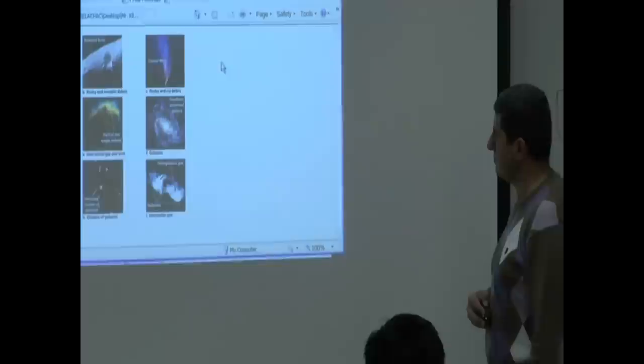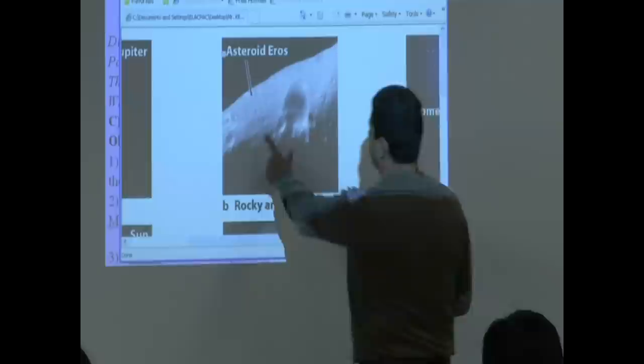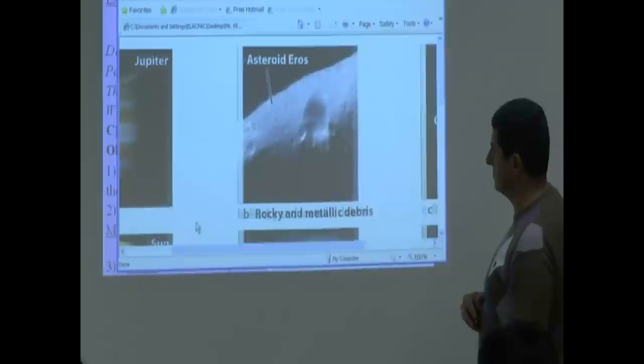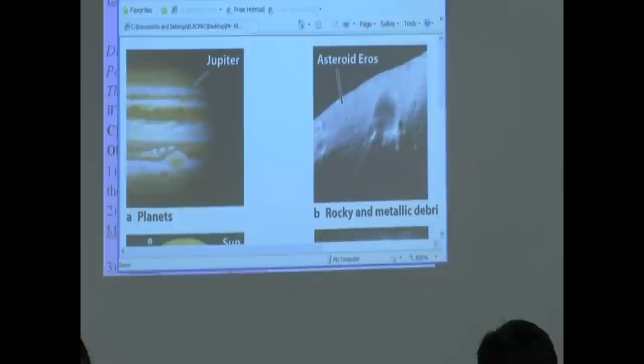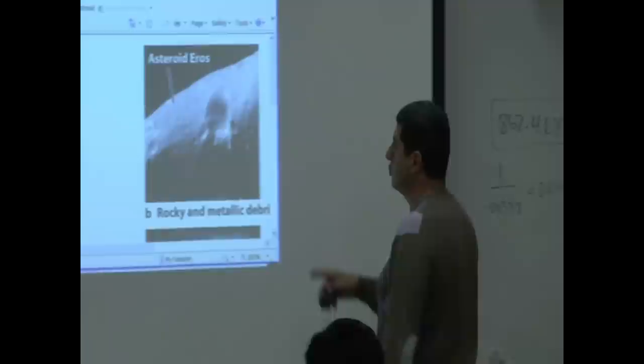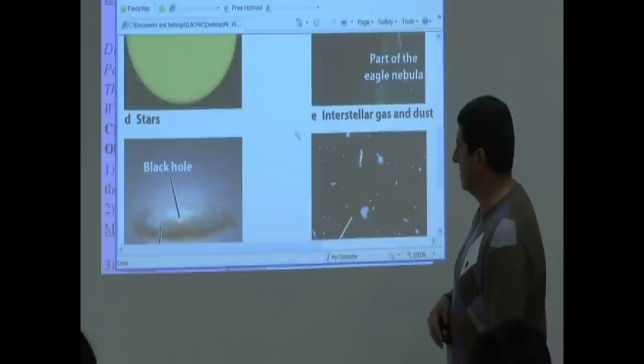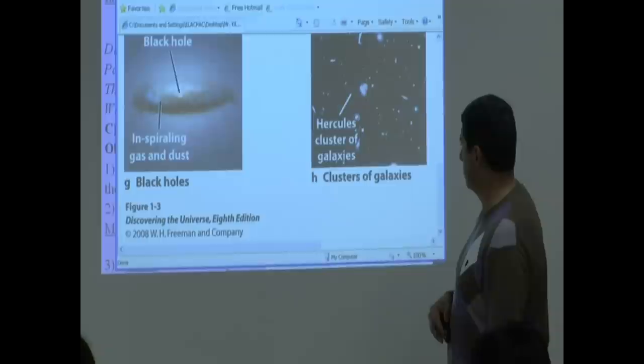So if we look at this one here, it gives us a little idea. You see, this is an asteroid, a famous asteroid called Eros. It comes from the Greek love god Eros, from which we get erotica. Jupiter, we have a planet there. Let's see here. We can scroll down. That's the sun. Black hole. Then we go over here.